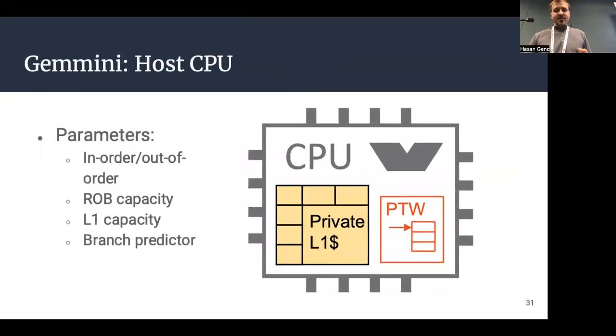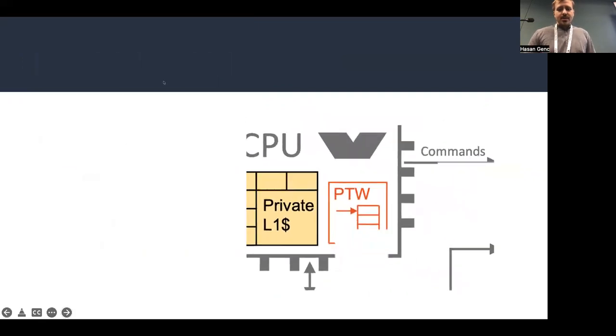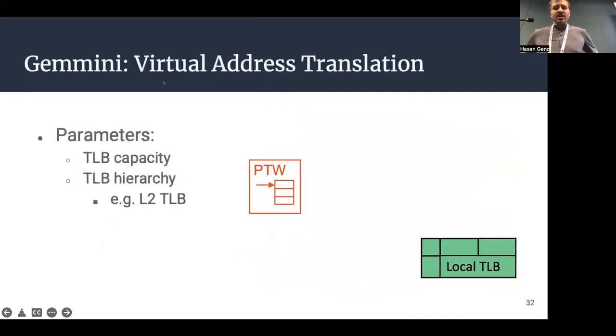Gemmini gets instructions from a host CPU, which can be configured to be in order, out of order, low cost, high performance. To access the global memory, Gemmini accelerators are equipped with virtual address translation mechanisms, such as a local TLB, whose size and whose hierarchy can also be tuned.